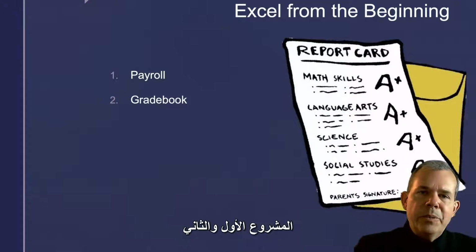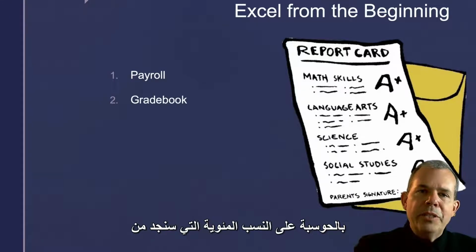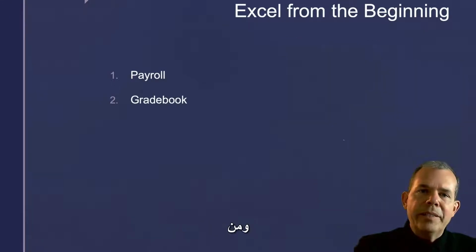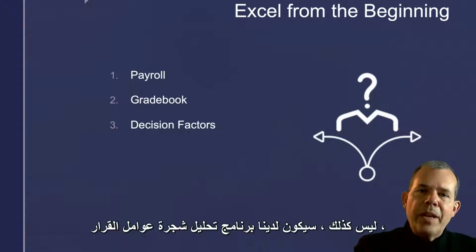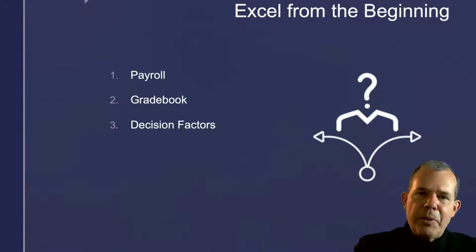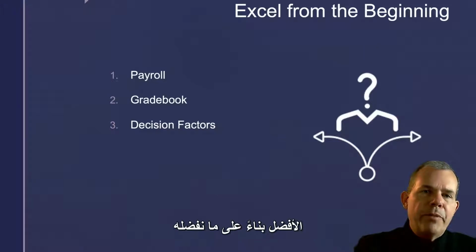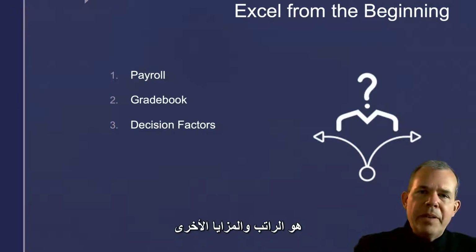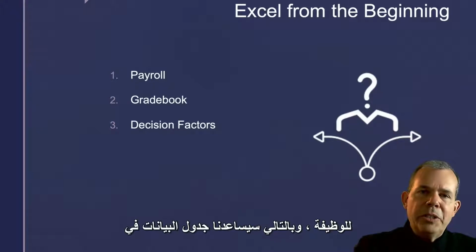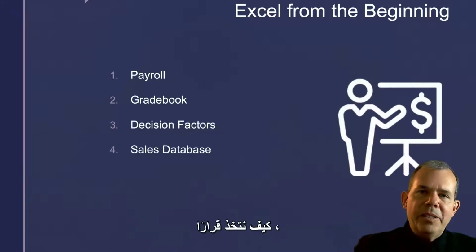The second is to set up a grade book. And so we'll be doing computing on percentages. We'll be finding who's in the top of our class and who's not. Also, we'll have a decision tree factoring program. So we will try to decide what career would be best based on what we prefer, what the pay is, and other benefits of a job. And so a spreadsheet will help us determine how to make a decision.